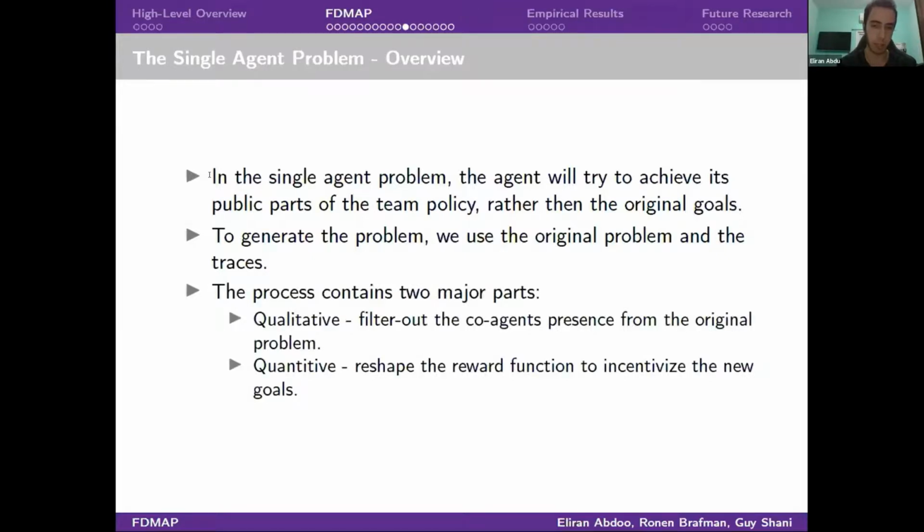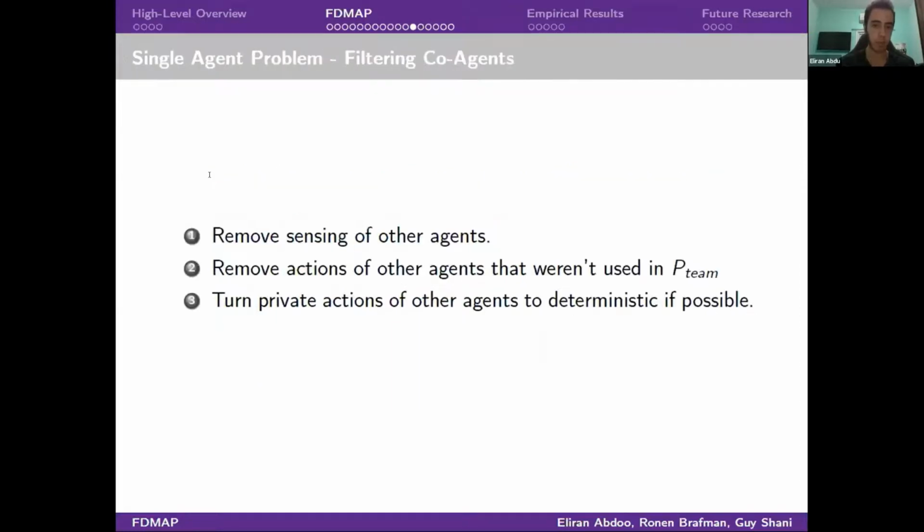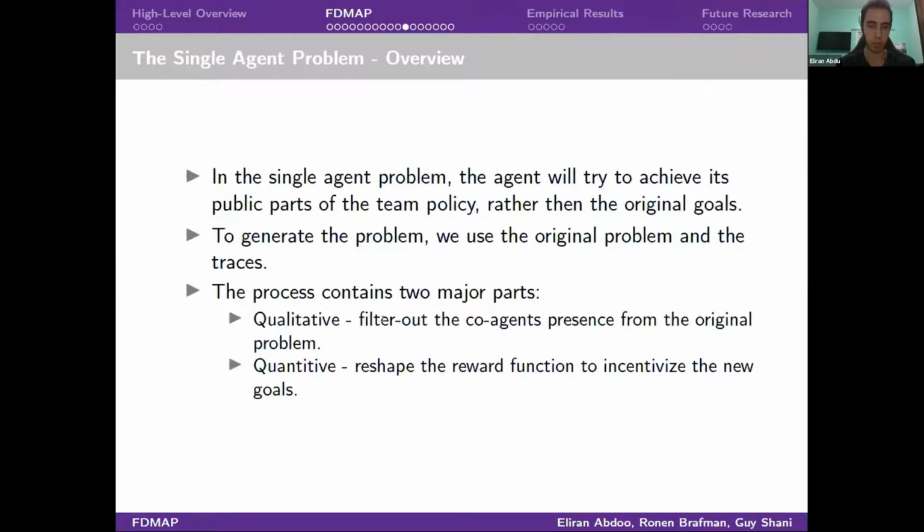And this process contains two major parts. One is qualitative and the other is quantitative. So in the qualitative part, which we'll again look at here, we filter out the coagents present from the original problem. In the quantitative one, we want to reshape the reward function to incentivize the new goals. So let's go a bit deeper into each.